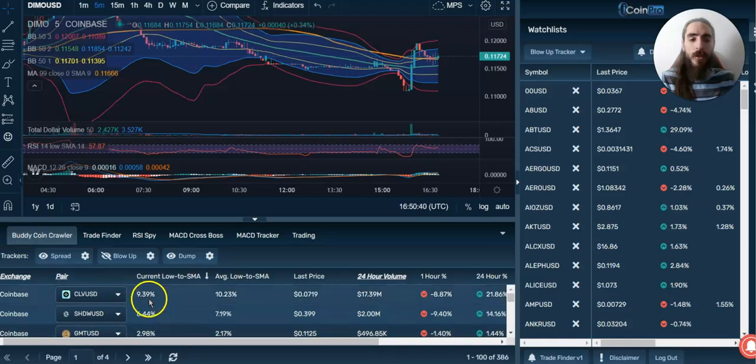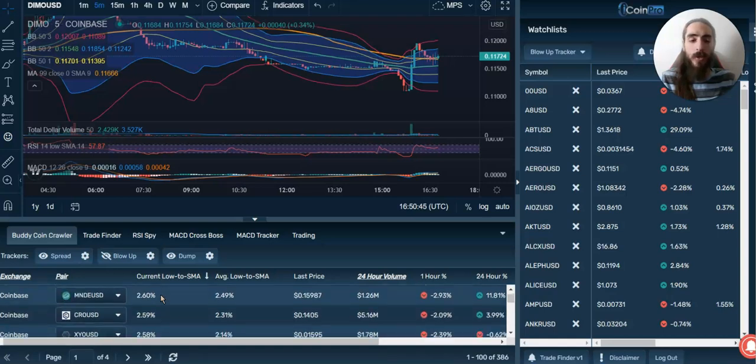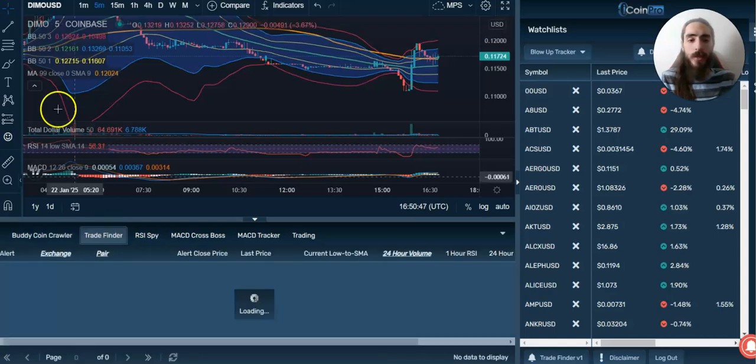So right here in Buddy Coin Crawler, we're just seeing if this number is bigger than this number, and that's it. And we don't see anything. Okay, and that's how fast it is.